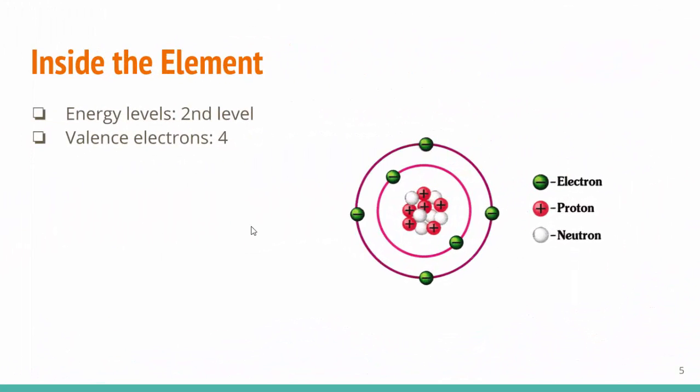Inside the element, energy levels is the second level, right here. They're purple. And valence electrons is indeed 4. Just as you can see. Sorry, I guess I'm not really explaining things well.